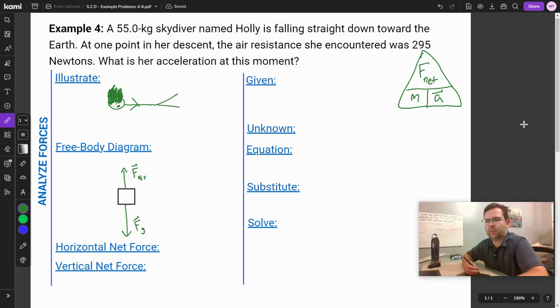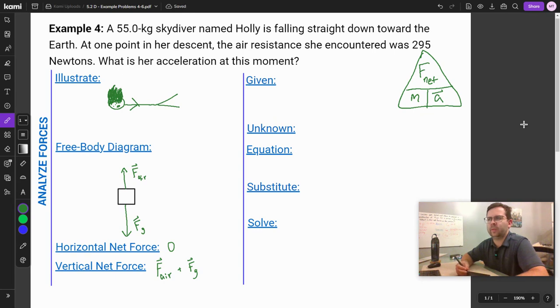For now, we can at least say the horizontal net force. There's no forces in the horizontal direction at all, and so there is no horizontal net force. The vertical net force is going to be the air resistance plus the force of gravity. Those two would be equal to the vertical net force.